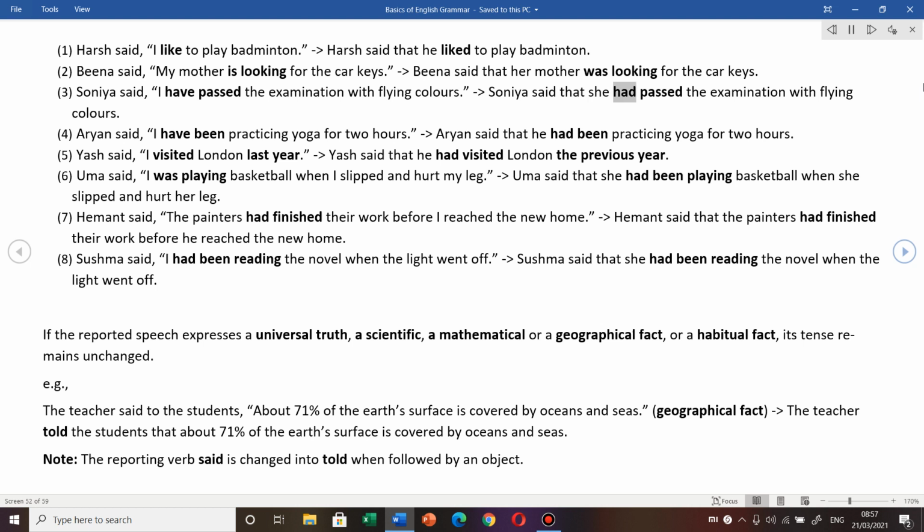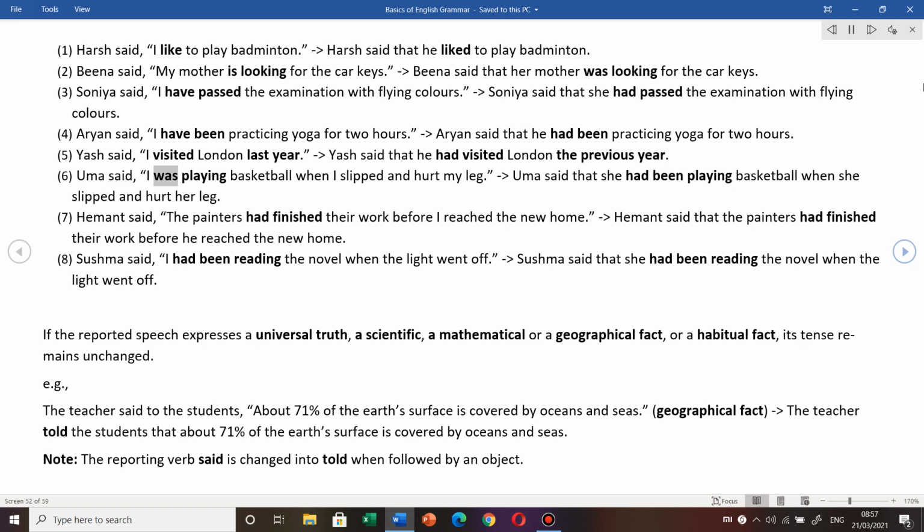Sonia said that she had passed the examination with flying colors. Aryan said, "I have been practicing yoga for 2 hours." Aryan said that he had been practicing yoga for 2 hours. Yash said, "I visited London last year." Yash said that he had visited London the previous year.